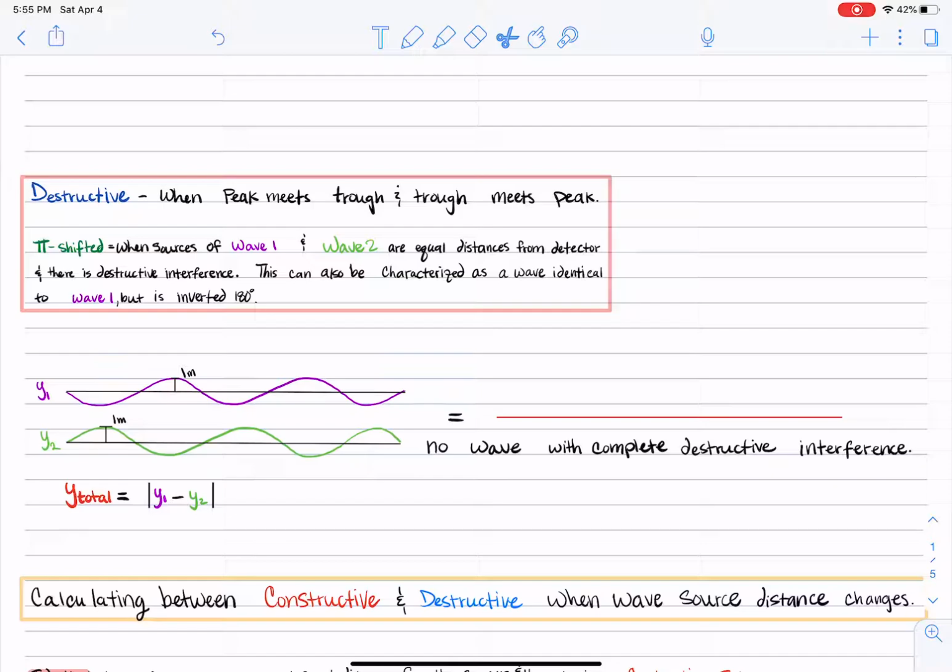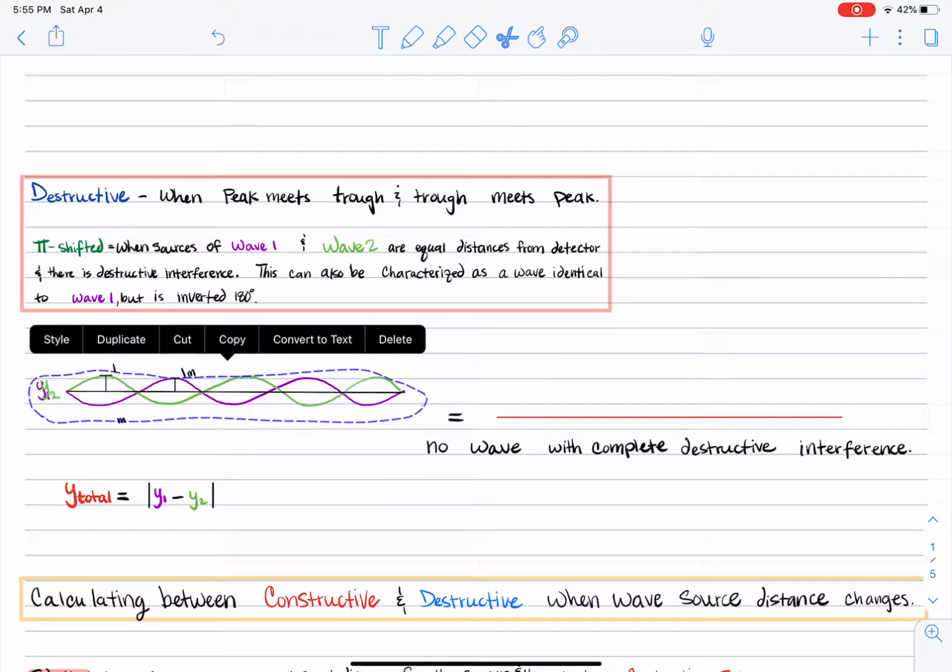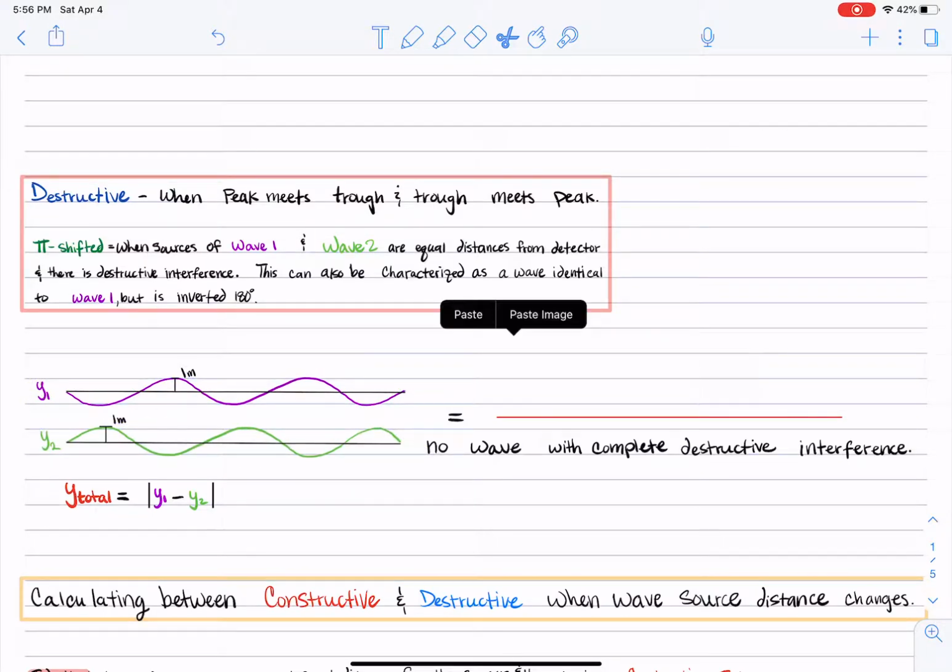It's pi-shifted. Pi-shifted can also be when you have equal distances from the detector. So over here we'll say this is the detector, say we're hearing a noise, this is where our ear would be, and over here is the source, this is where the speakers would be. So if both sources for y1 and y2 are at equal distances to our ear that's hearing the music, and we take the two waves and they have destructive interference properties, in other words they subtract from each other, we know these are pi-shifted waves to each other.